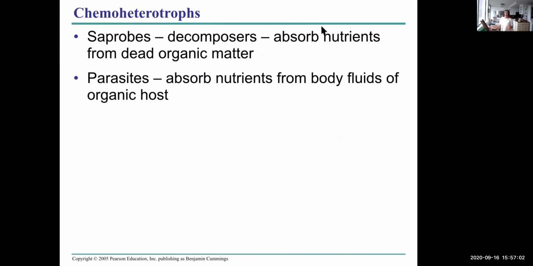Chemoheterotrophs are those that require energy from chemicals and nutrients from absorbing or ingesting from outside. So heterotrophs are you and I, so we ingest material from outside of ourselves. Saprobes also get materials from outside, but they do it by absorbing nutrients from dead organic matter after they have decomposed it with their own enzymes. Those are called saprobes. Parasites is another type of chemoheterotroph, and it absorbs nutrients from the body fluids of a host.